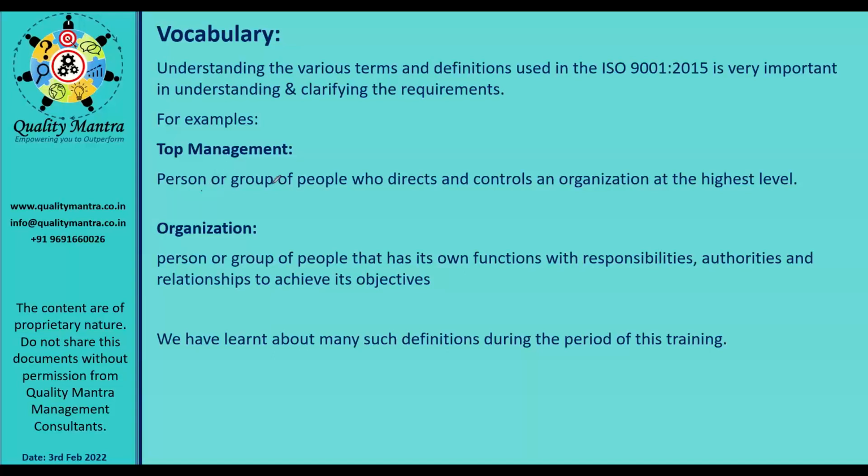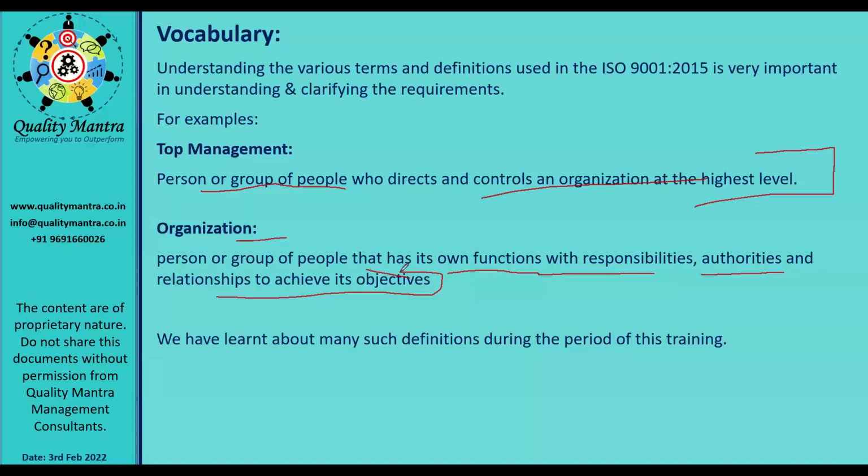So, like top management is a person or group of people who directs and controls an organization at the highest level. What is the organization? Person or group of people that has its own functions with responsibilities, authorities, and relationship to achieve its objectives. Whenever there is a mentioning of the organization in the ISO 9001, that is not to the top management, not to the company. It is related to a person.